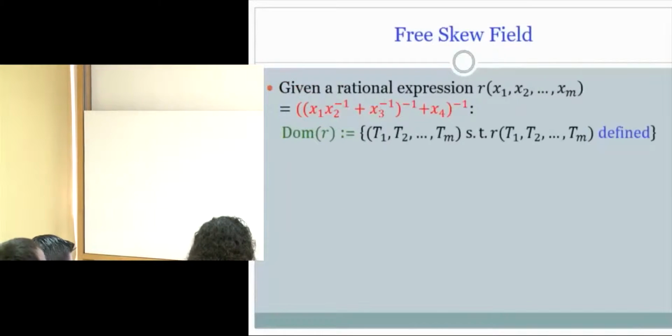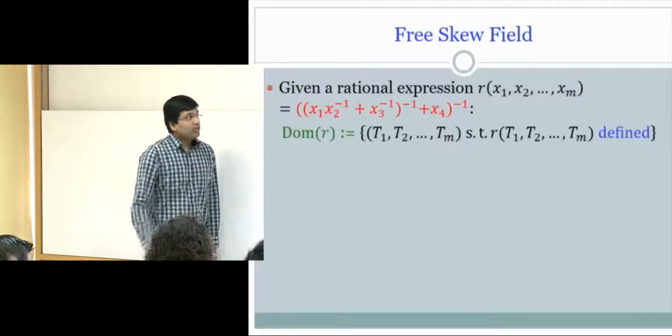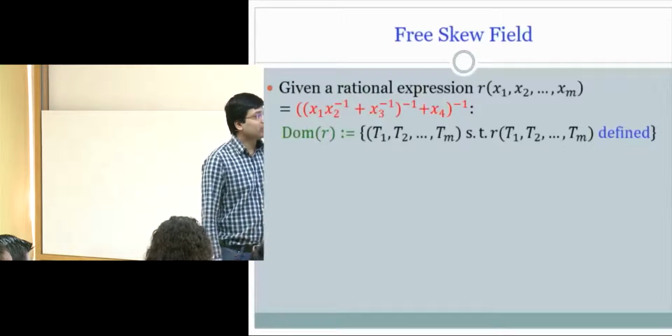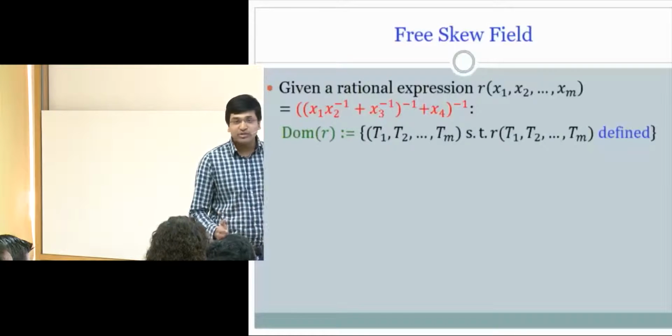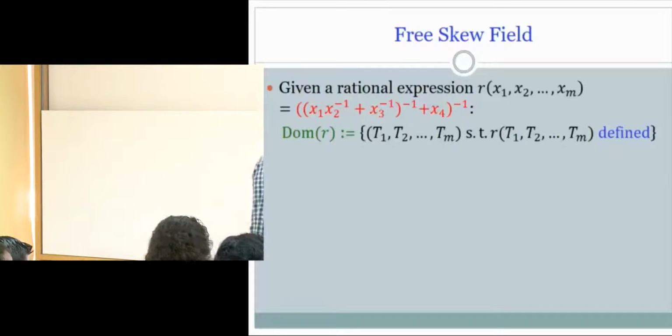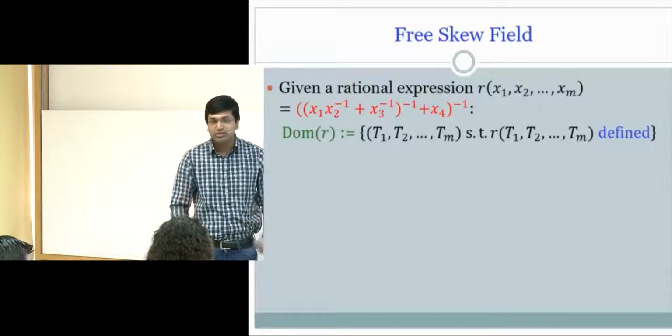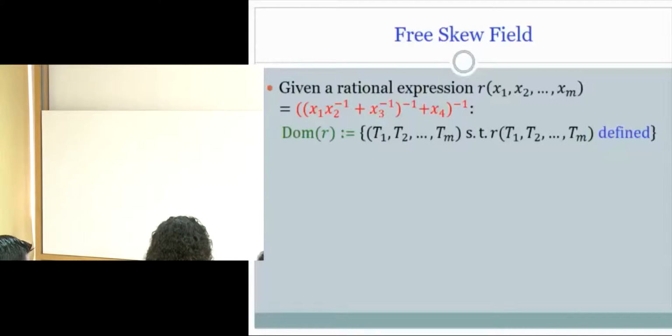So what is the free skew field? Given a rational expression that looks something like this, we'll define the domain of this rational expression as the tuples of matrices of arbitrary dimension such that when you plug in matrices for these variables, the computation is defined. You plug in matrices and start inverting things, so all the inversions that occur should be defined. You should get invertible matrices whenever there's an inverse. Is it clear what it means that R of T1 to Tm is defined?